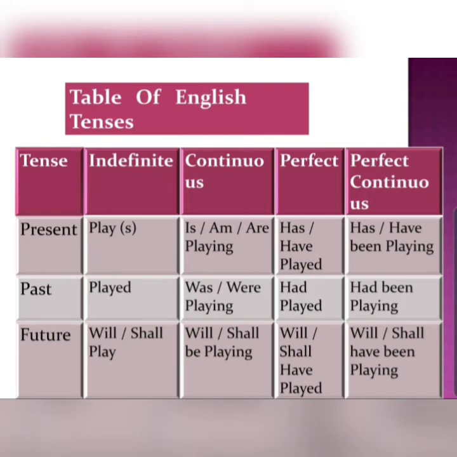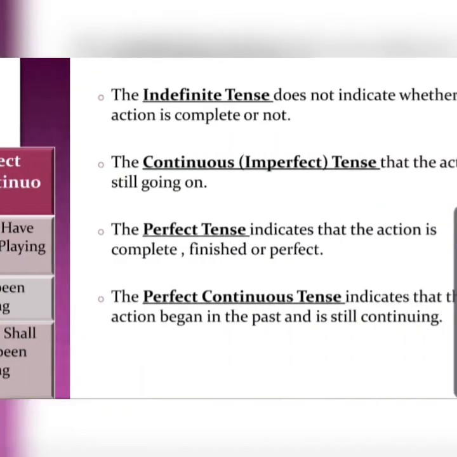For future perfect, it will be will have played or even shall have played. And for perfect continuous in future, it will be will or shall have been playing. So this future perfect and future perfect continuous are also used, but not very commonly. Still, we have all the 12 different types of tenses. Okay, so let's move ahead.